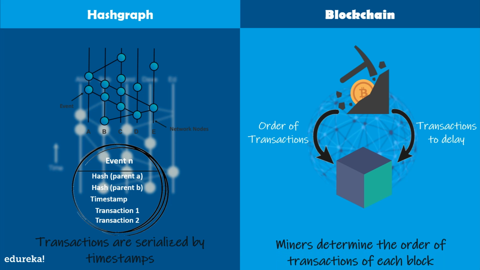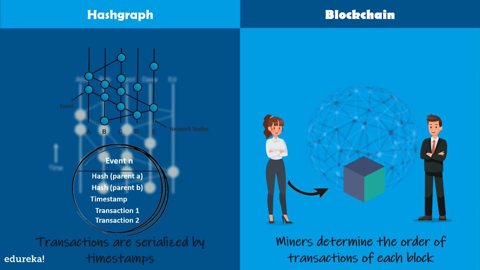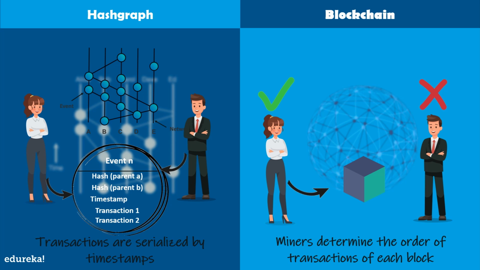So let's say two people, Andy and Bob, are transacting separately in a blockchain network. Now a blockchain miner can choose to include Andy's transactions and delay Bob's transactions, which get added later in the blockchain when processed by other miners. However, in a hashgraph, an individual must include both transactions in the order they were received.